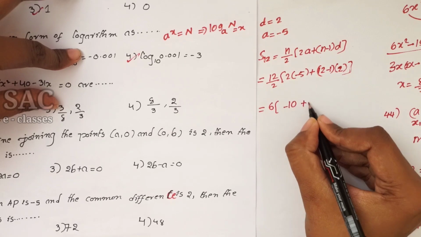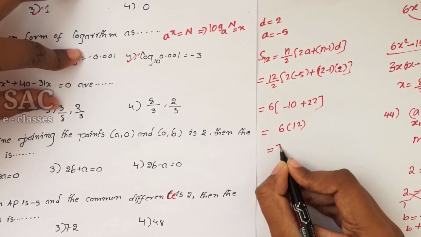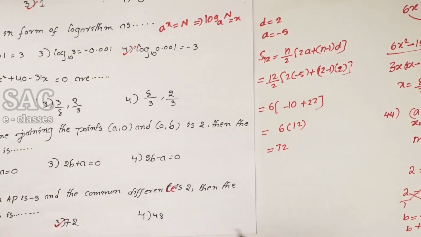11 into 2 is 22. 6 into 12. Then 72 is the required one. Let's move to the next one.